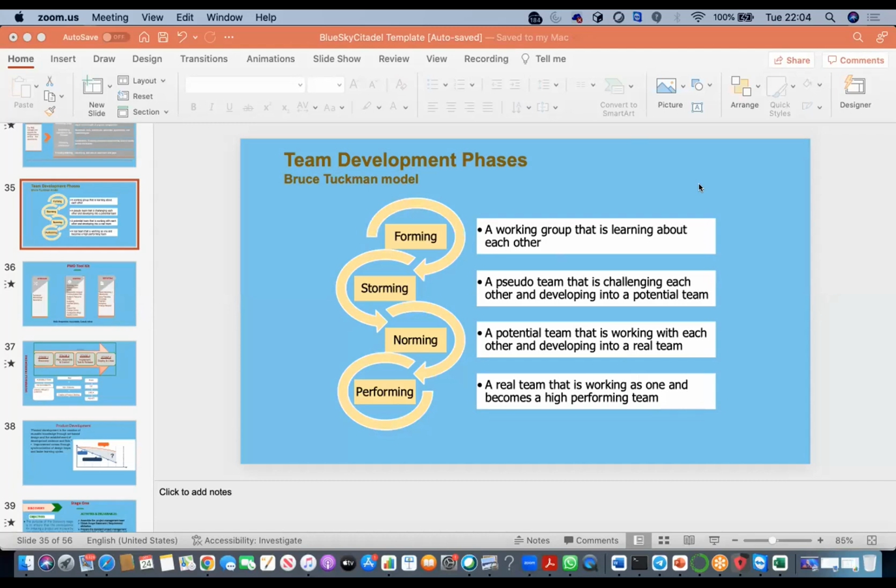In this, I'm going to take it from the top to the bottom, okay? Where you have a working group that is learning about each other. Why is this important? Who can tell me? I think it's important to identify the different stages in the team's development. You think it's important? Yes, I think it's important too. But why?